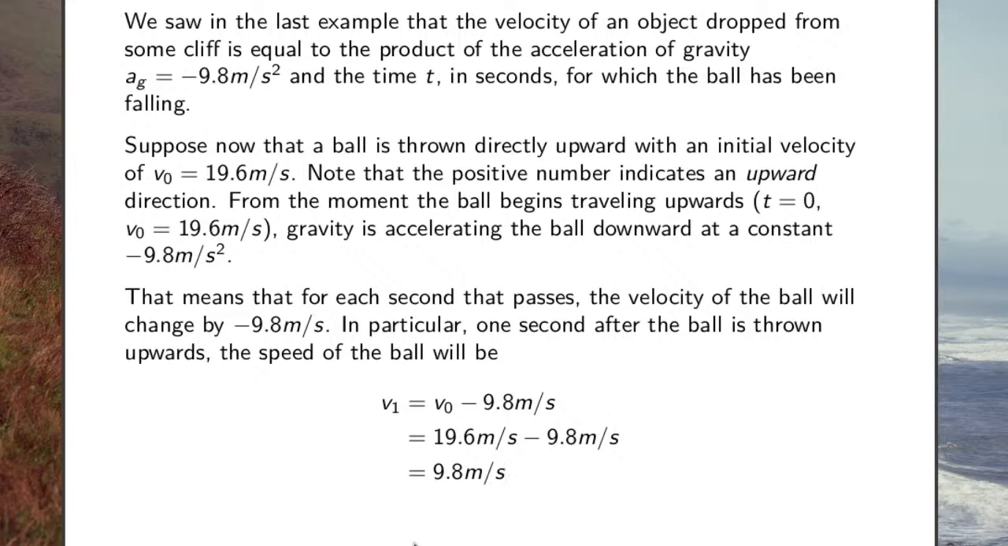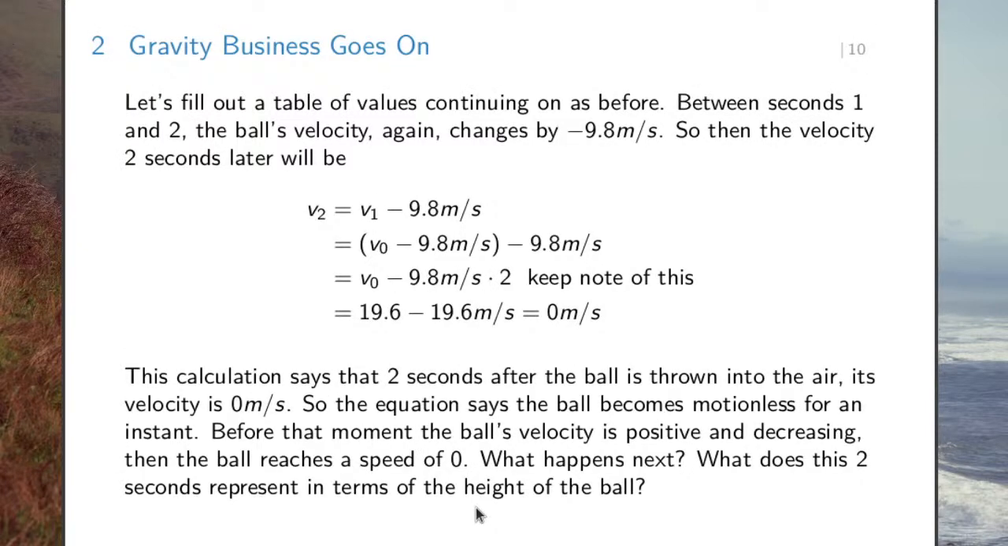It's almost like these numbers were chosen on purpose, but the idea is that in this 1 second that passes between the moment the ball is thrown and 1 second later, the speed of the ball decreases by 9.8 meters per second, from 19.6 meters per second to 9.8 meters per second. Notice that this is positive, right? So the ball is still traveling upwards.